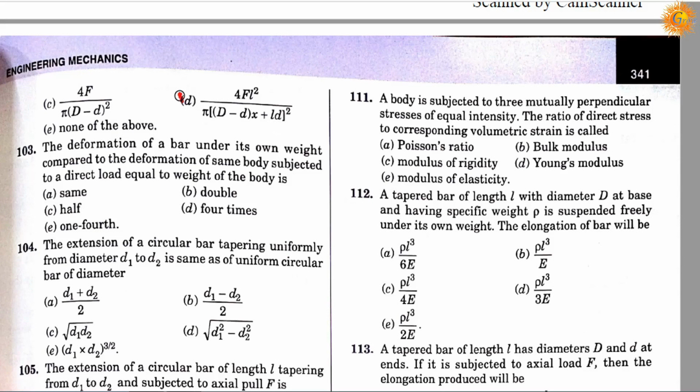Correct answer is D. It will be 4F l square divided by pi (capital D minus small d x plus l d) whole square. Question number 103.